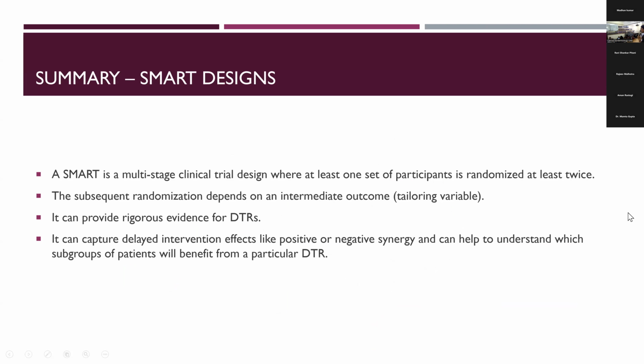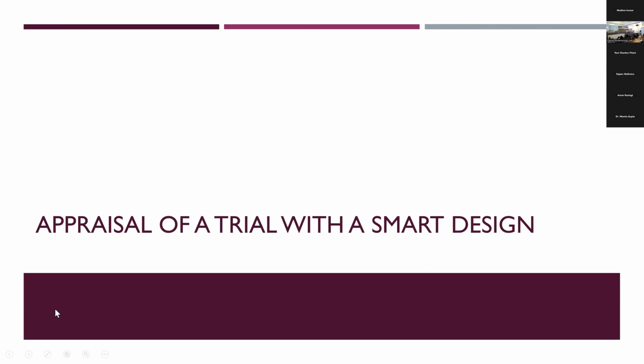So the summary of SMART designs is, it is a multi-stage clinical trial design where at least one set of participants is randomized twice. Subsequent randomization depends on an intermediate outcome, that is a tailoring variable, and it can provide rigorous evidence for adaptive interventions, and it can capture delayed treatment intervention effects like positive or negative synergy, and help to understand which subgroup of patients is most benefited by a singular adaptive intervention.